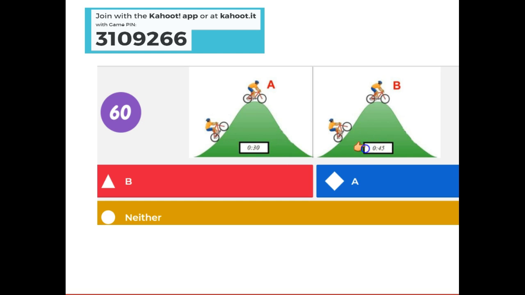The one who takes 30 seconds or the one who takes 45 seconds to get to the top of the hill? Who's got more power?